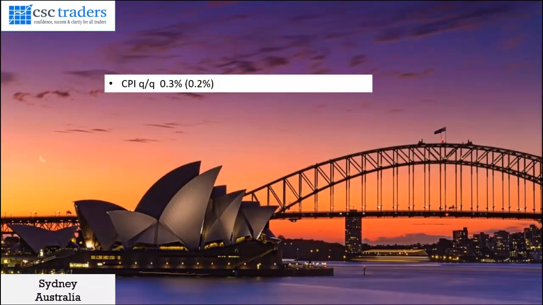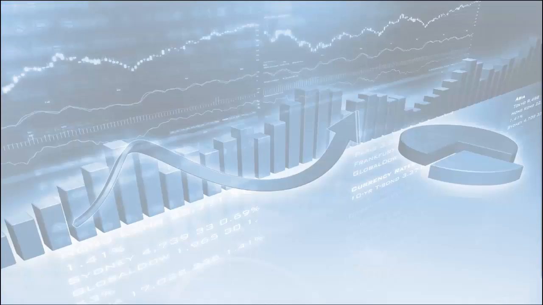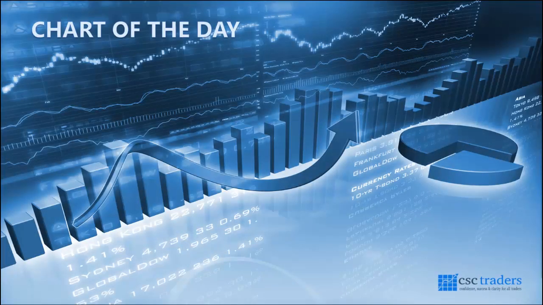We also did have our own CPI numbers locally come in yesterday. That came in at 0.3% as the Aussie dollar continues to regain its value, making up ground in particular against the euro and the US dollar. That's pretty much all that took place. Of course, that Aussie dollar now trading at 65.60. So let's move forward to our chart of the day.